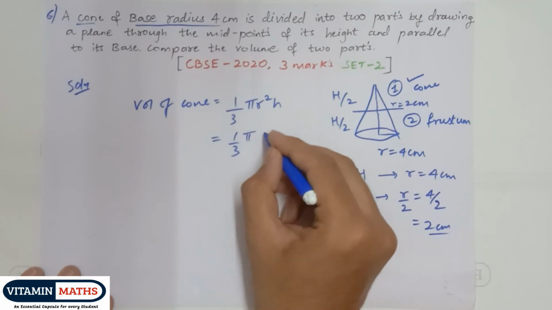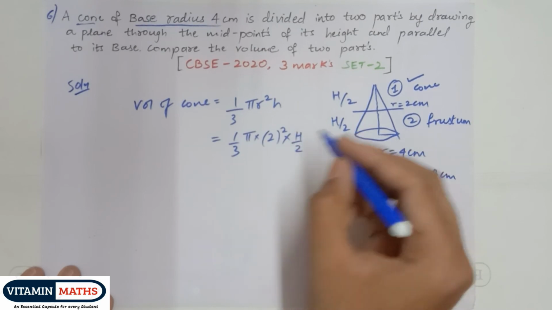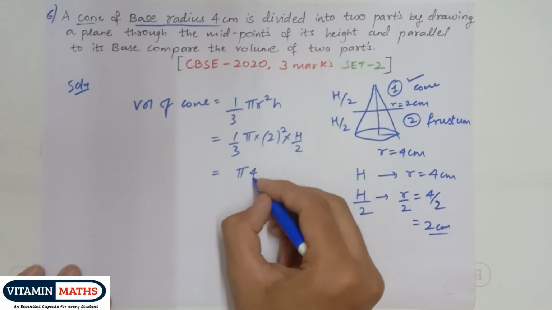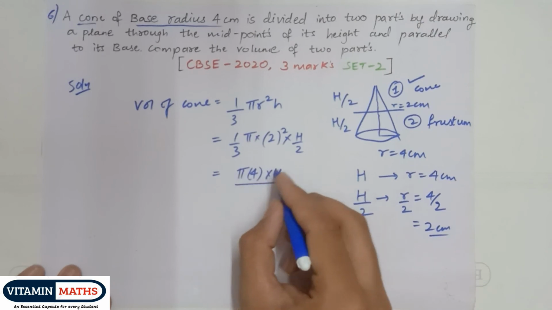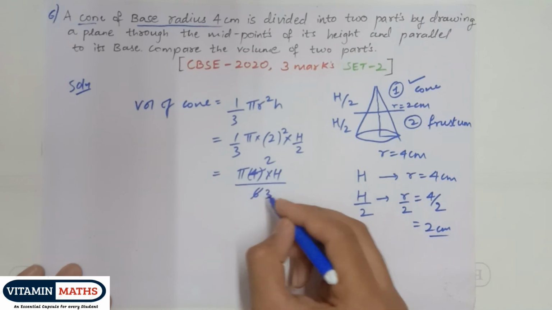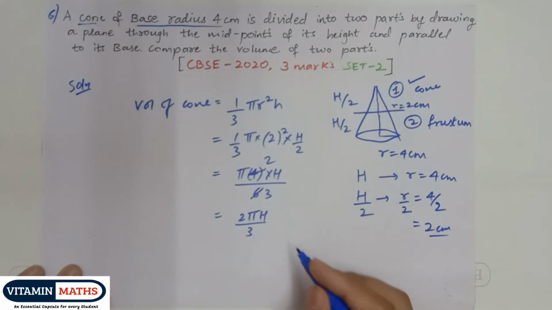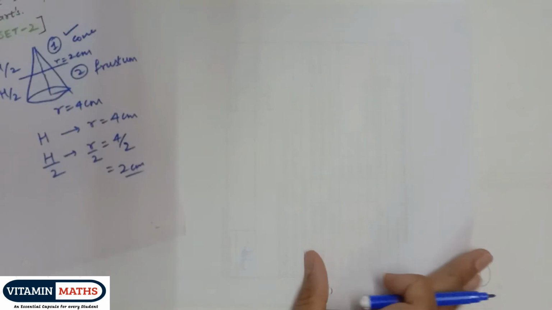So it is 1/3 pi 2 square into height h by 2. Pi 2 square is 4, into h divided by 3 into 2, which is 6. Simplifying, 2 pi h by 3 is the volume of the cone. Now let us calculate the volume of the frustum. I will calculate it on the next page.